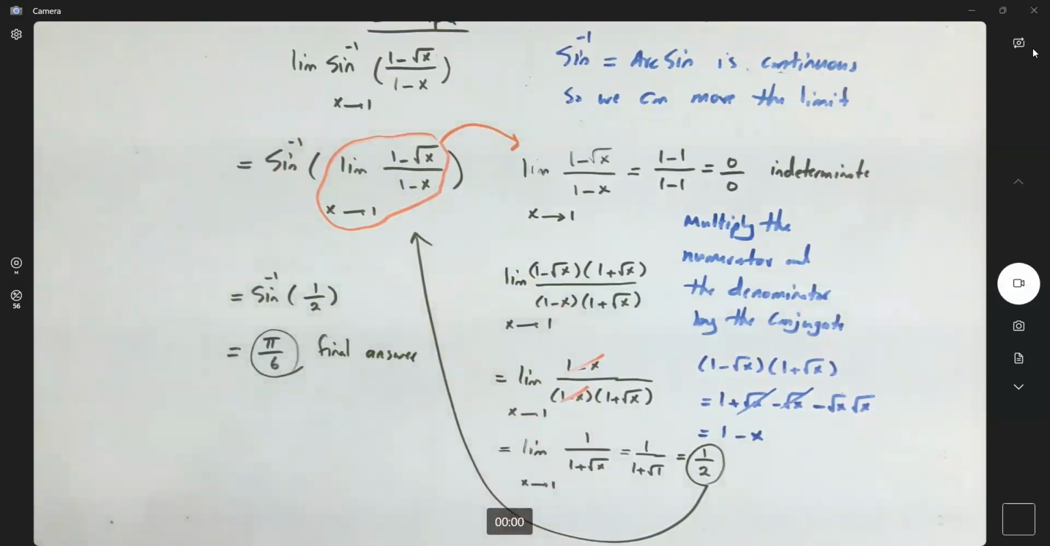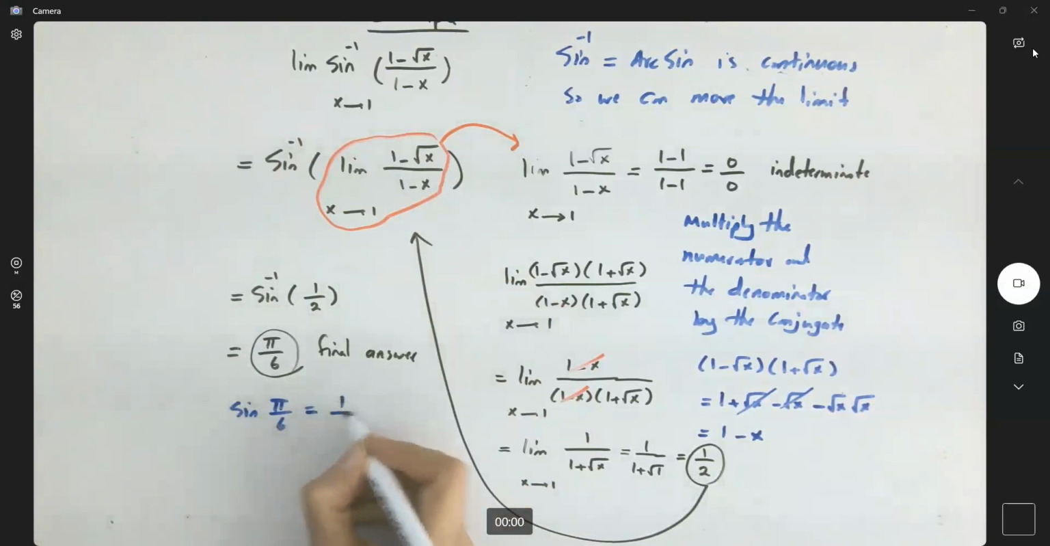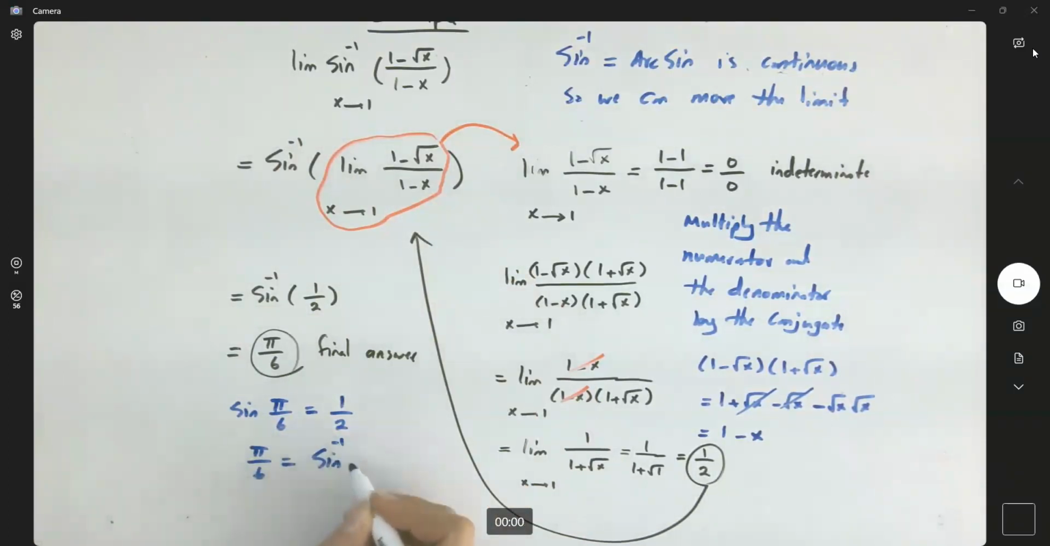Remember that since the sine of pi over 6 is equal to a half, pi over 6 is the answer to the inverse sine of a half.